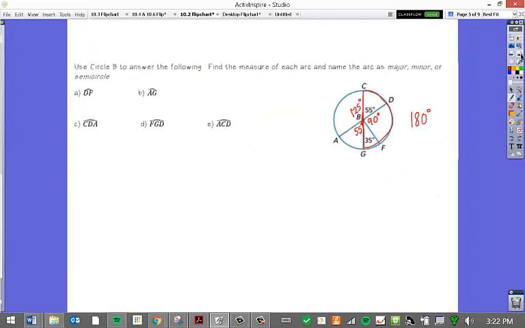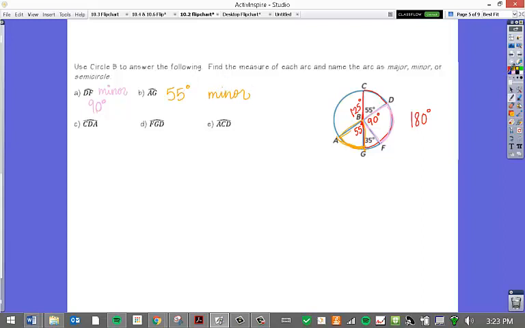So if we go back to this example. So first part, I'm going to find the measure of arc DF. So the measure of arc DF is going to be the same as the measure of that central angle, which is 90 degrees. And if it's 90 degrees, that means it's less than 180. So it's a minor arc. Arc AG is 55 degrees because the measure of that central angle is 55 degrees. The measure of arc AG is 55 degrees, making it a minor arc.